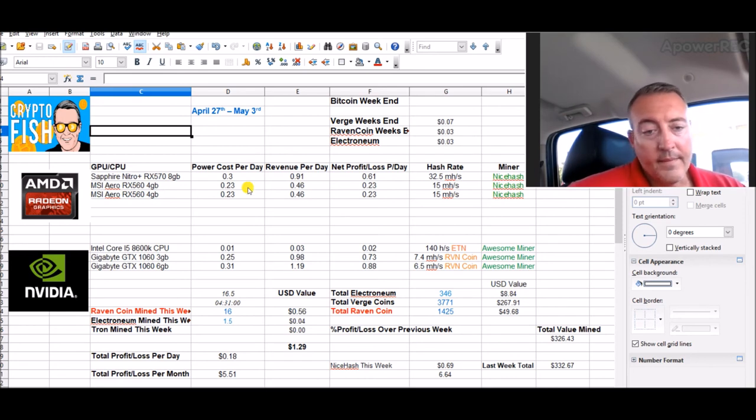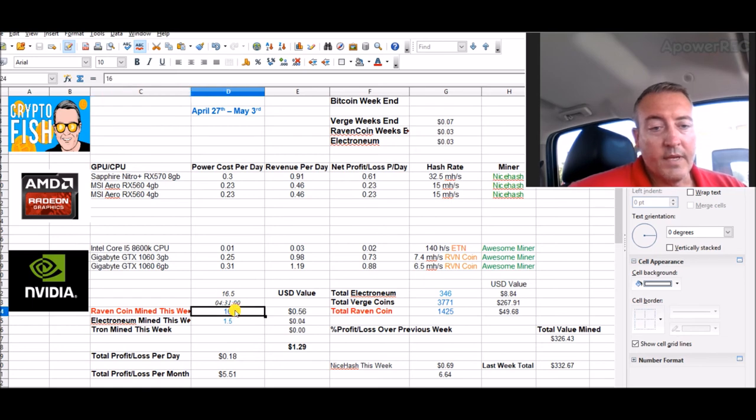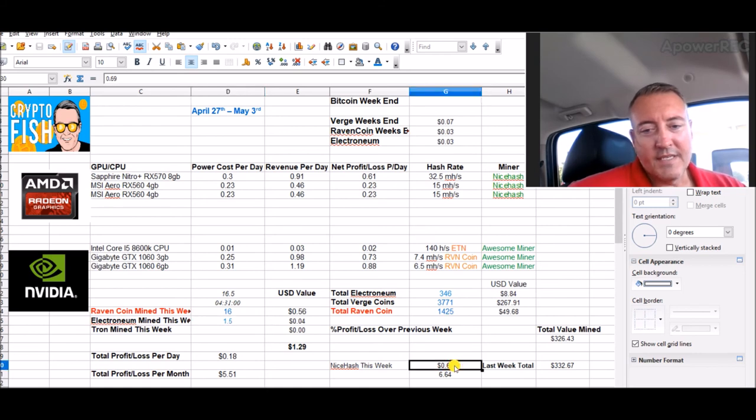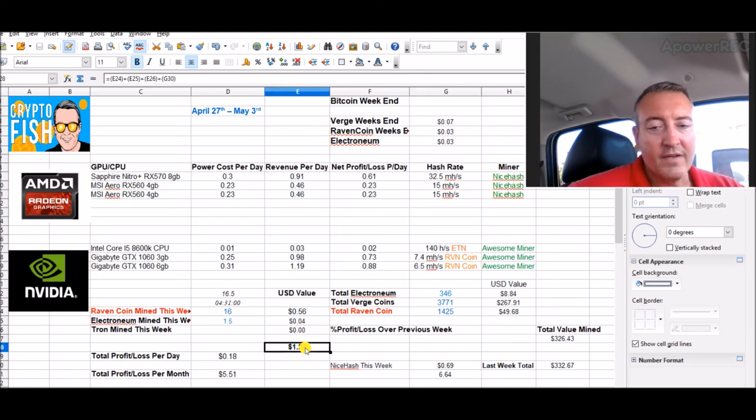Anyways, this week, 16 Raven coin mined, 1.5 Electronium, and I've done about 69 cents so far since late last night on NiceHash. So a whopping total of $1.29 so far this week. Total value mined as of just about an hour ago is $326, so it dropped about $6. But that fluctuates with the values of the coins.